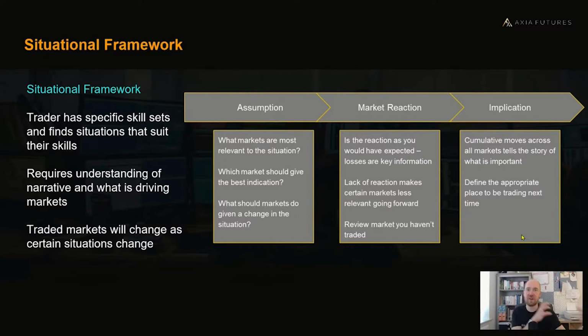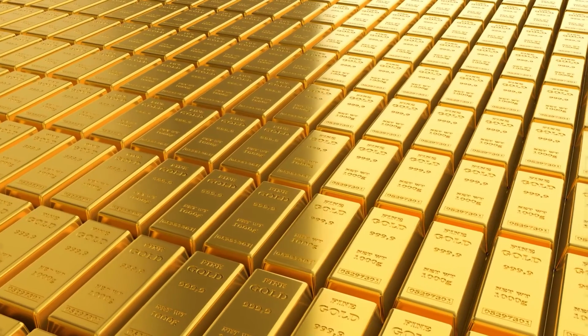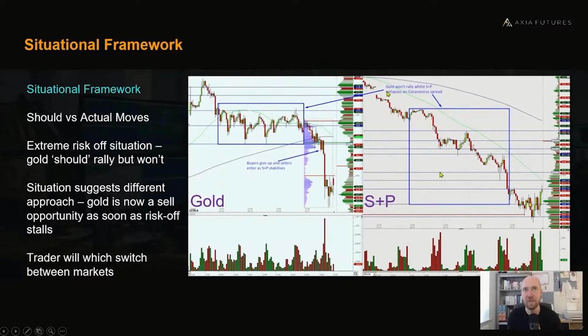You're using the information that comes at you and taking that one individual situation. But what it also means, and where the best people from a situational framework trade, is they can also understand when markets don't do what they should. This is what I call a should versus actual trade. I referenced a risk off situation. This is an extreme risk off situation, and what should happen is gold should rally. That's the general theory, the general assumption. Gold doesn't. Gold sits sideways whilst the S&P falls out of the sky within the blue box.